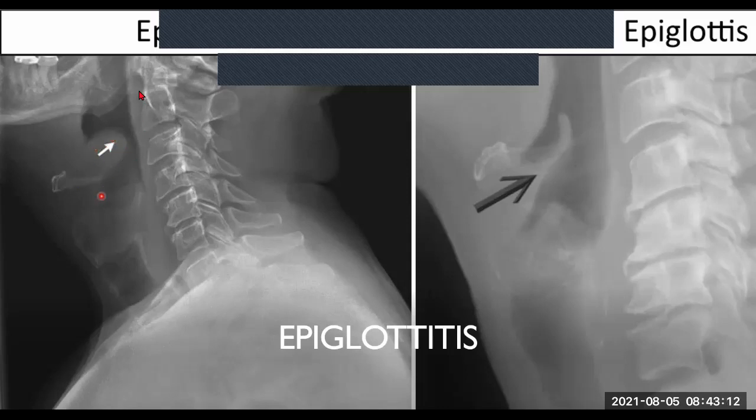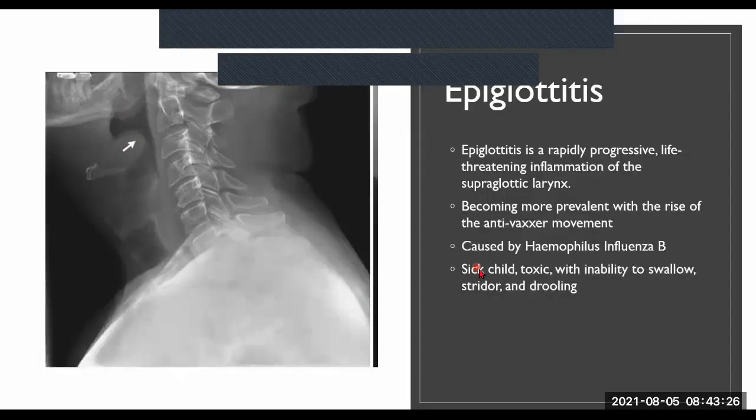So what do we notice? Number one, the distances are fine. Everything else is okay. Even if you look at the trachea, the esophagus, everything's okay. It's only the epiglottis. Okay. So the X-ray basically is confirming a clinical suspicion. All right. So how do you know what's happening?